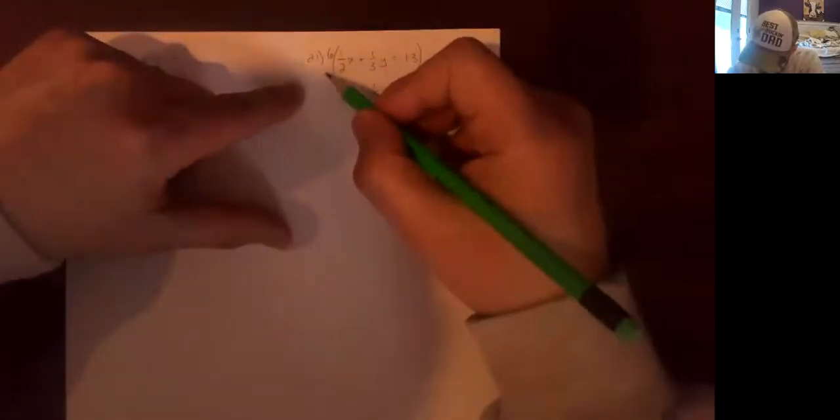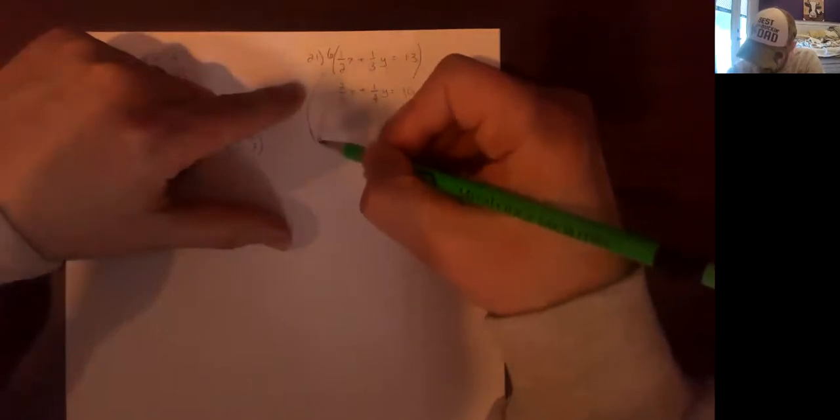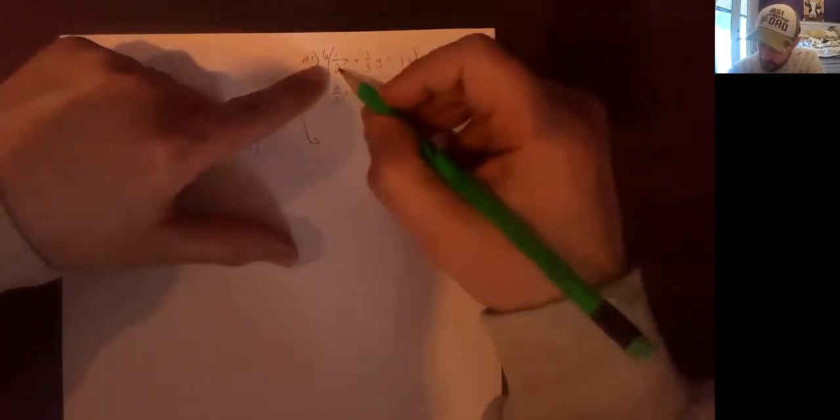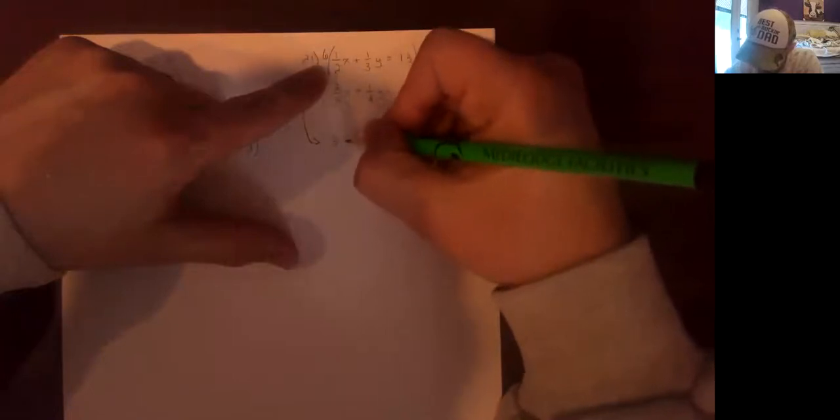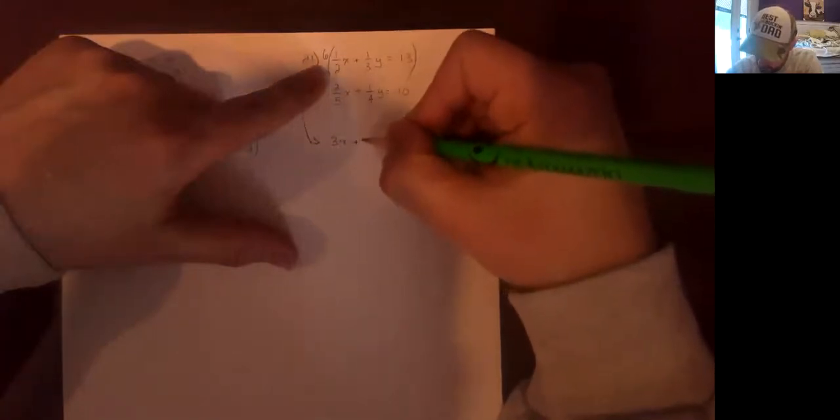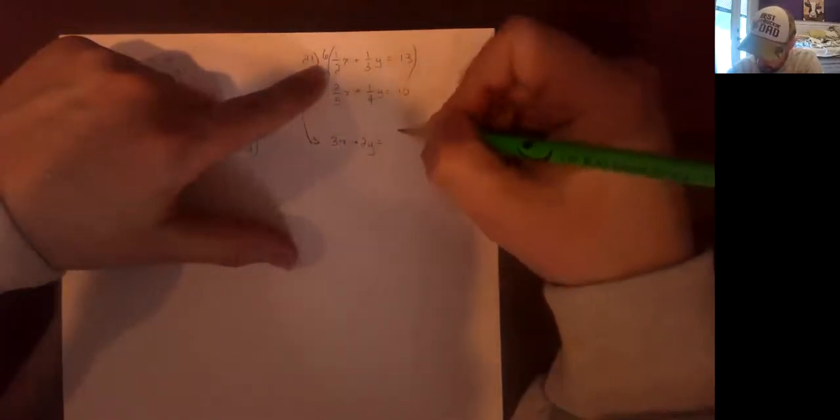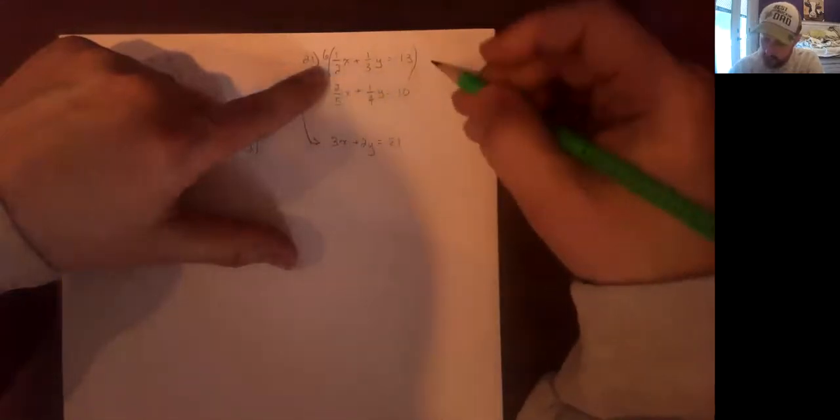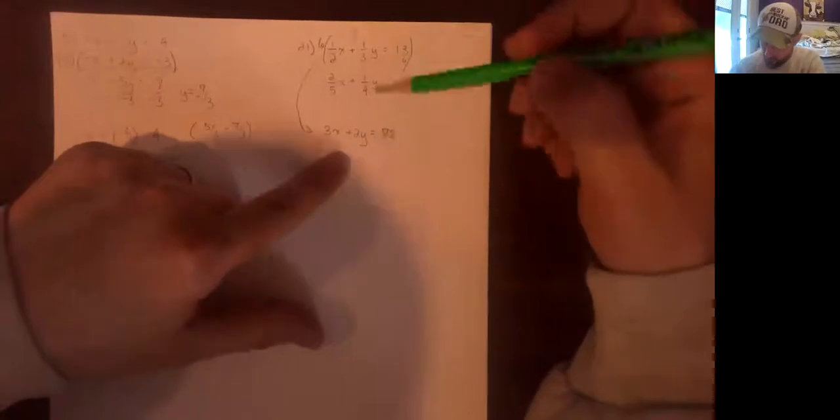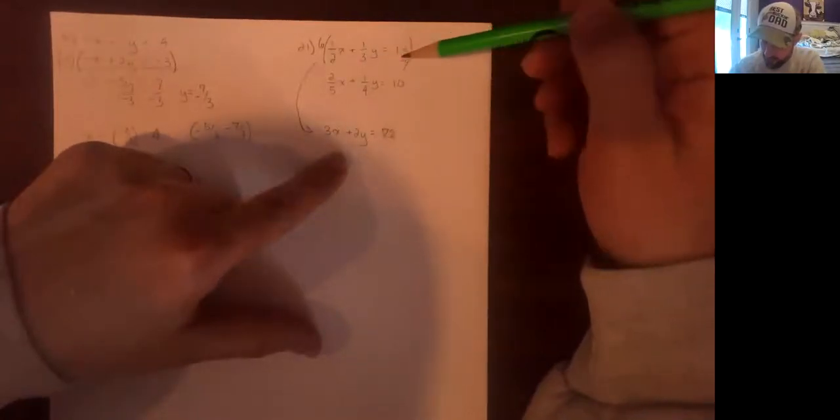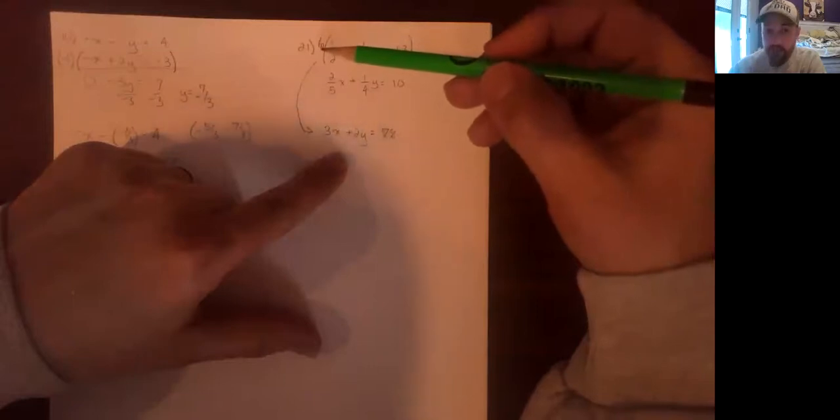My least common denominator for the first one is 6. So 1/2 x plus 1/3 y equals 13 is actually 3x plus 2y equals, shoot, I don't know why I did 81. I'm losing it. 78. Gosh. So what we do is we get rid of the denominator, and we have to multiply through by the LCD.